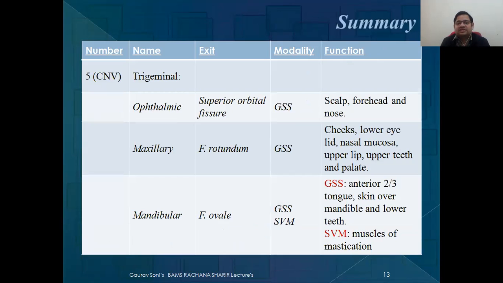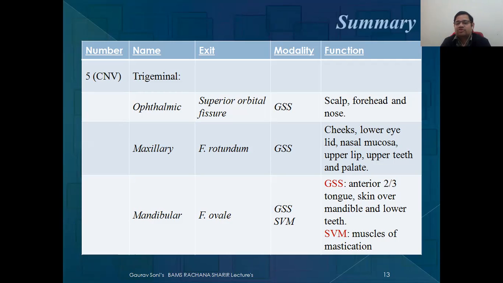Next one is the fifth, trigeminal. It itself has 3 parts: ophthalmic, maxillary, and mandibular. All 3 come from different exits. Ophthalmic comes from the superior orbital fissure. It is GSS. Its function is giving innervation to the scalp, forehead, and nose.